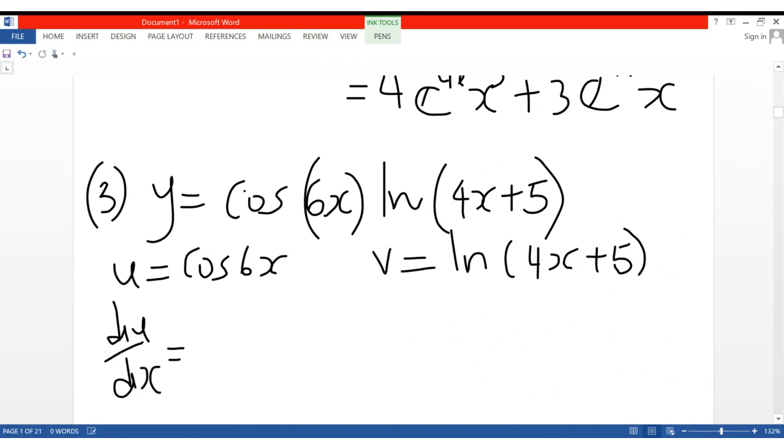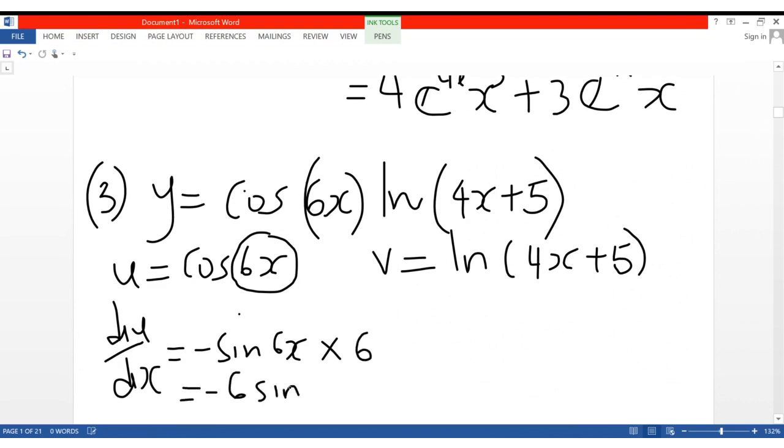So when you differentiate cos, what do you get? You get negative sine, the same function, 6x, but you come inside the power. When you differentiate 6x, whatever I'm circling here, you get 6. So here the final answer will be negative 6 sine 6x.